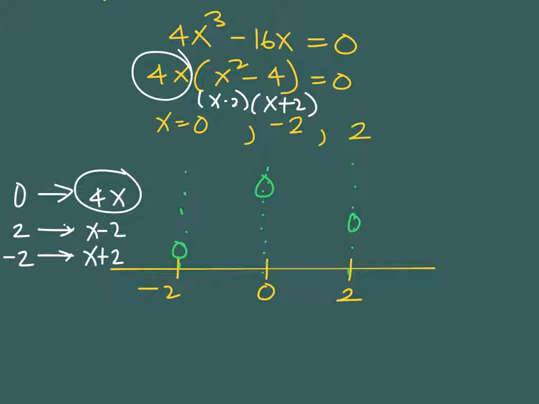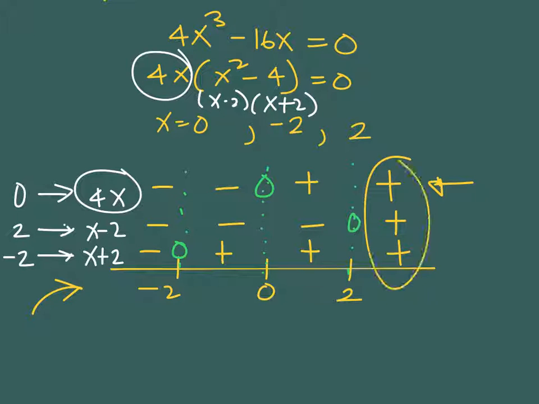In each case, determine what is happening before and after 0. Focus on 4x. What is 4x when x is before 0? Negative. So all those intervals will get negative. But after 0, positive. For x minus 2, negative, negative, negative, and then positive. And this one is negative, positive, positive, and positive. And then conclude by working on the signs.